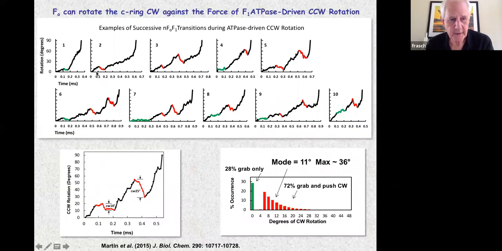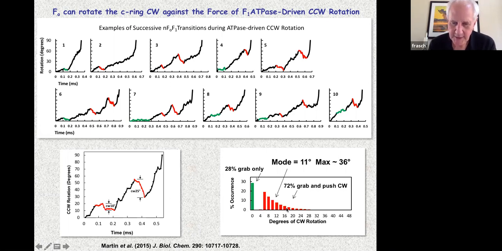Here's another list showing all the different kinds. In fact, what we see is that it's not only stopping rotation, but in many cases, while this is counterclockwise rotation, it can not only stop the ATPase-driven counterclockwise rotation, but it can force it to rotate in the clockwise or ATP synthase direction. And it can do so by as much as 1 C subunit. Now, here's an example. This one went 10 degrees clockwise. This one went 25 degrees clockwise.